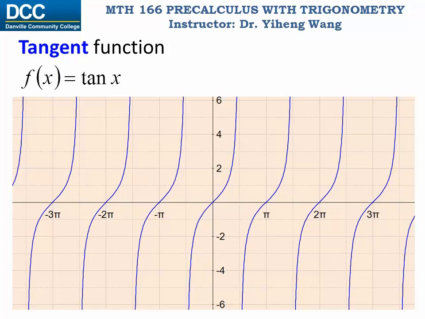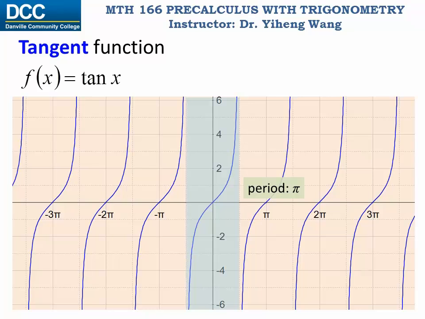This is a graph for the tangent function f(x) equals tangent x. From the graph, you can see that the shape is a reversed S shape and it is repeated, and therefore we can tell from the graph that tangent function is a periodic function with a period of 1 pi.